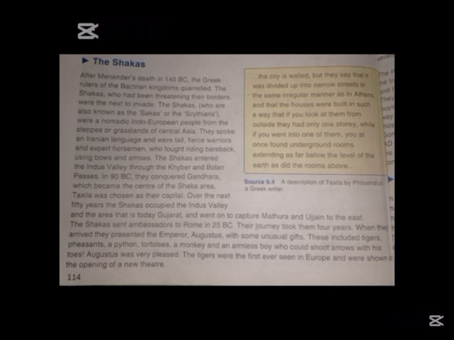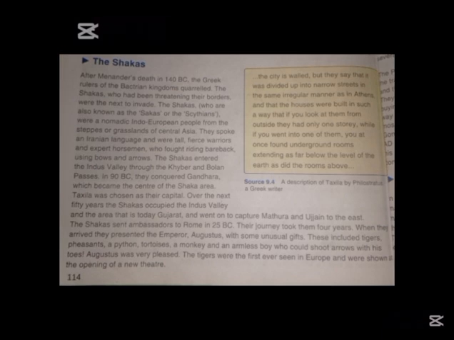The Shakas sent ambassadors to Rome in 25 BC. Their journey took them 4 years. When they arrived, they presented the Emperor Augustus with some unusual gifts. These included tigers, pheasants, a python, tortoises and a monkey, and an armless boy who could shoot arrows with his toes. So, this was a really amazing and unusual gift to please Augustus. Augustus was very pleased. The tigers were the first ever seen in Europe and were shown at the opening of a new theater. Students, pheasants means birds with long tails.